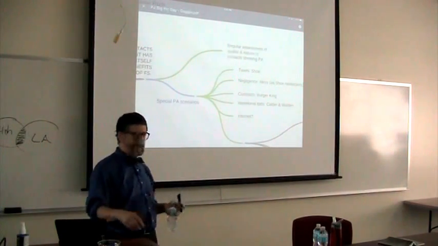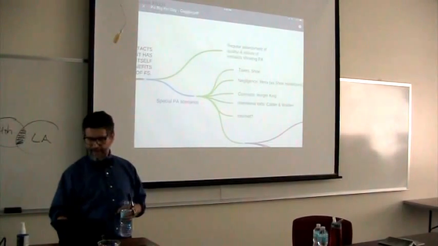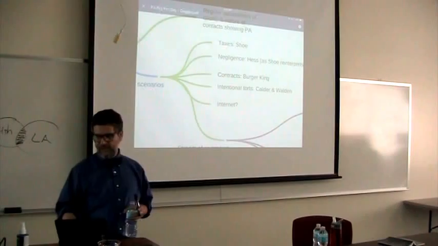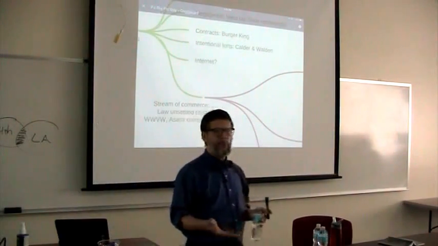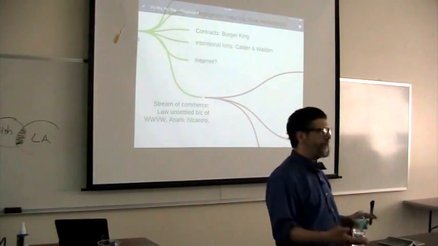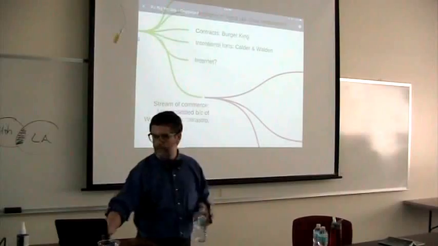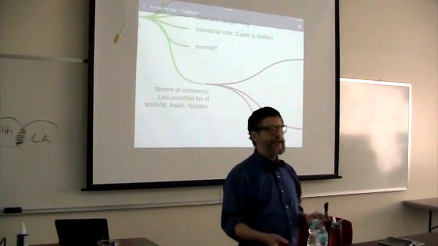Well, you could just look at the facts and the contacts and ask whether the defendant's reaching out to the forum state. But we do have some specialized scenarios, right? International Shoe is a tax case. Hess is a negligence case. Burger King, contracts case. The Supreme Court said with a contract, one factor to look to is the extent of negotiations and the future anticipated consequences, right? Contracts. Intentional torts. We have the Calder case and the more recent Walden case.